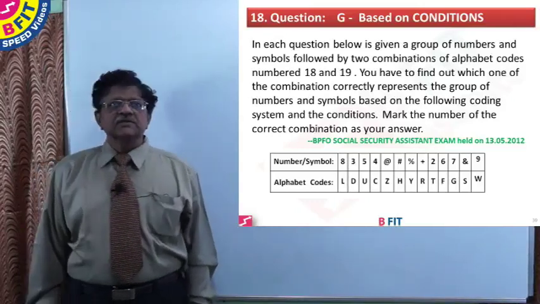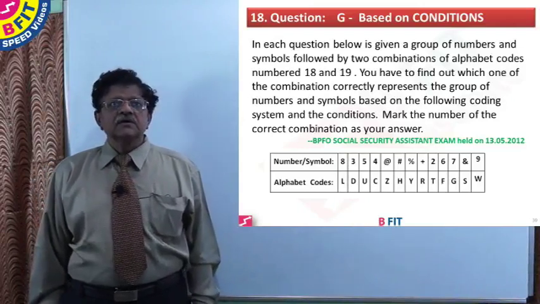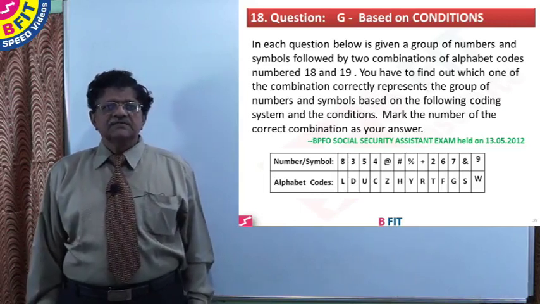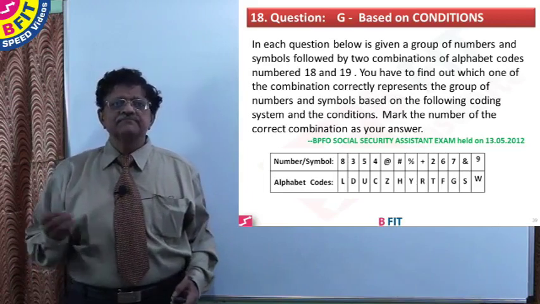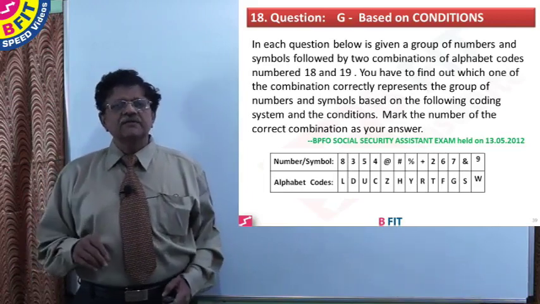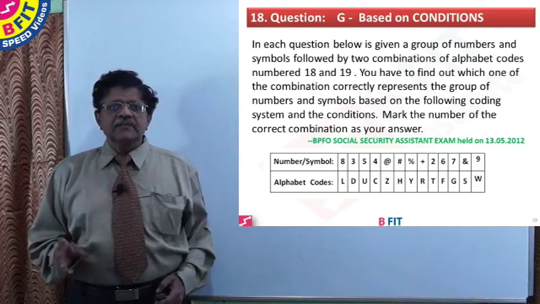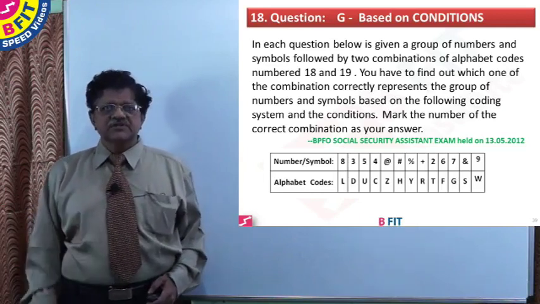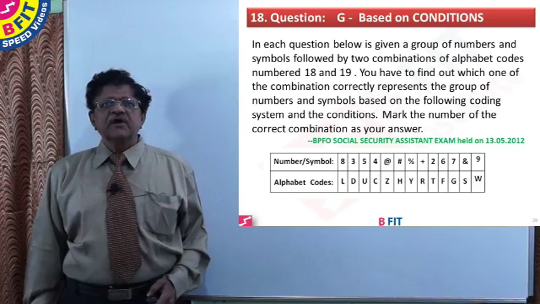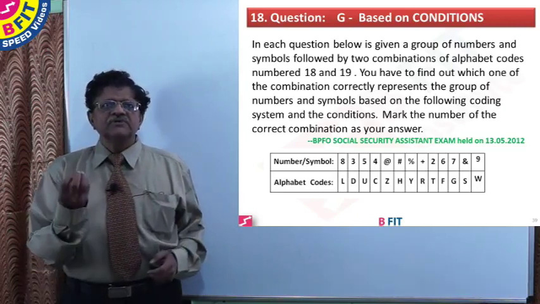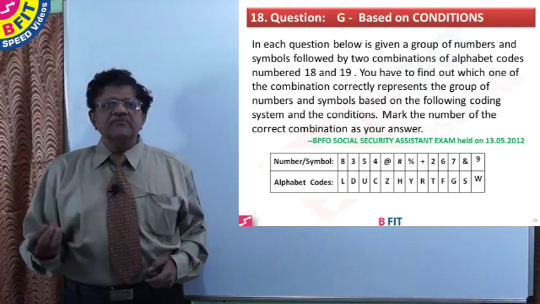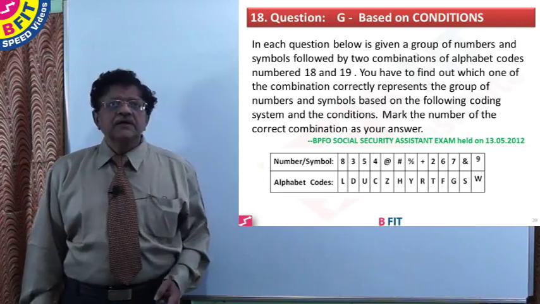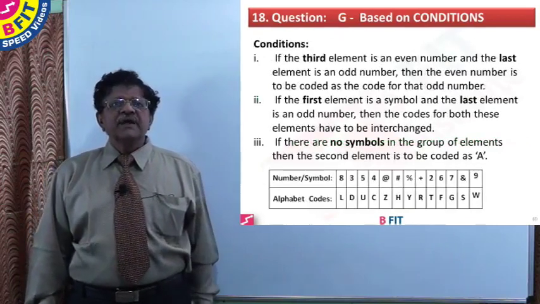Let us go to the next question, question number 18. Question number 18 is based on some conditions. Some codes and symbols are given, and then some conditions are given, and we are asked to code a particular word or alphabet based on the conditions given in the question. Here also, we have been given a group of symbols and its equivalent alphabetic codes, and we are asked to find the code based on some condition.